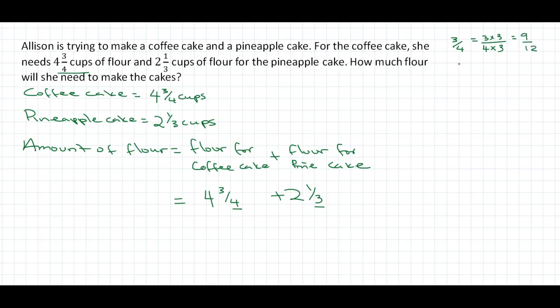And then we have 1/3. We're going to multiply 3 by 4, and so we multiply 1 by 4. This is going to give you 4/12.